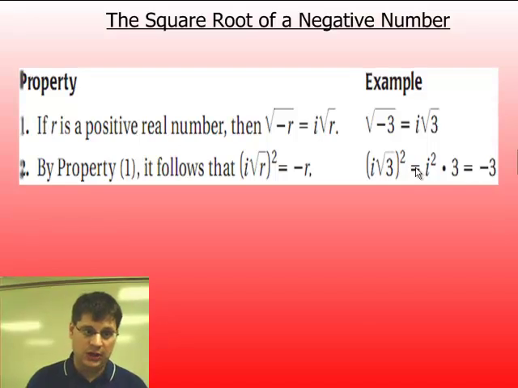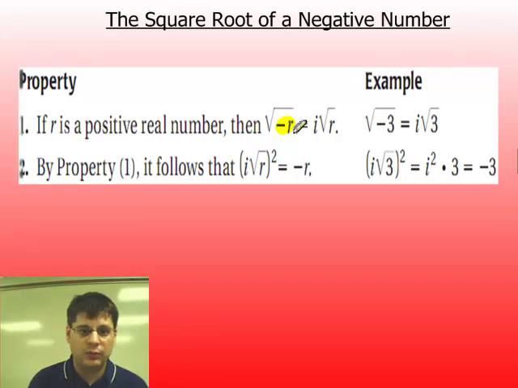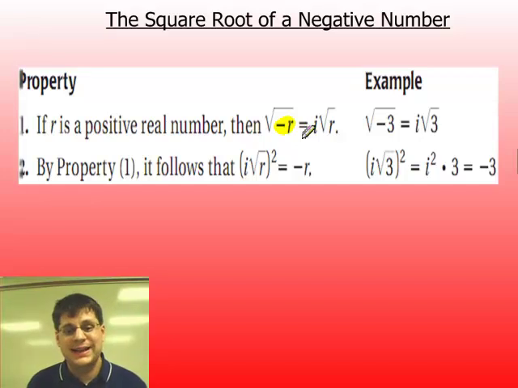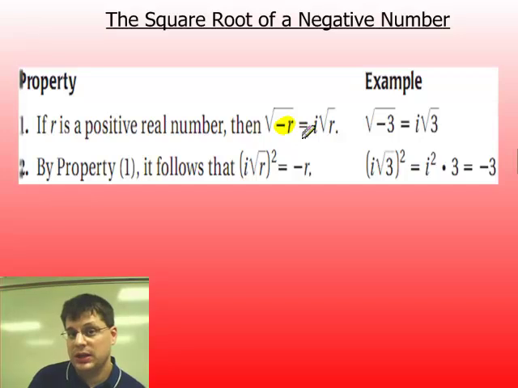So for instance, if r is a positive real number, then if we were to take the square root of negative r, we can't do that because there's no number times itself that will give you a negative number. Because a positive times a positive is always a positive, and a negative times a negative is always a positive. So in this case, this creates what we call an imaginary number.